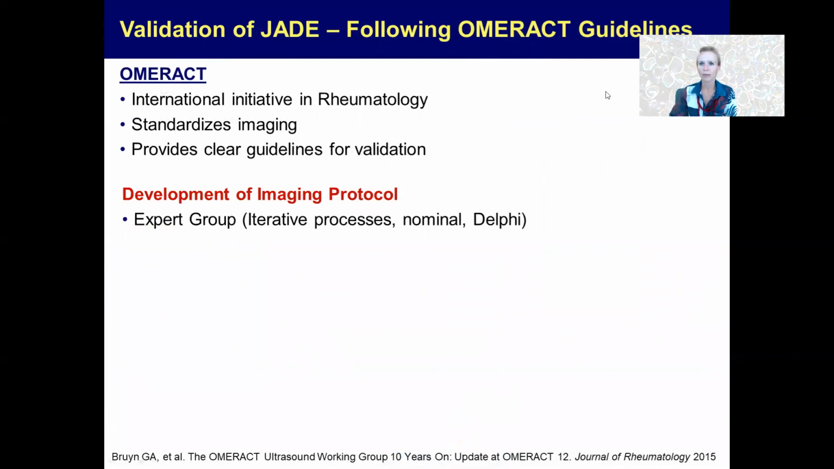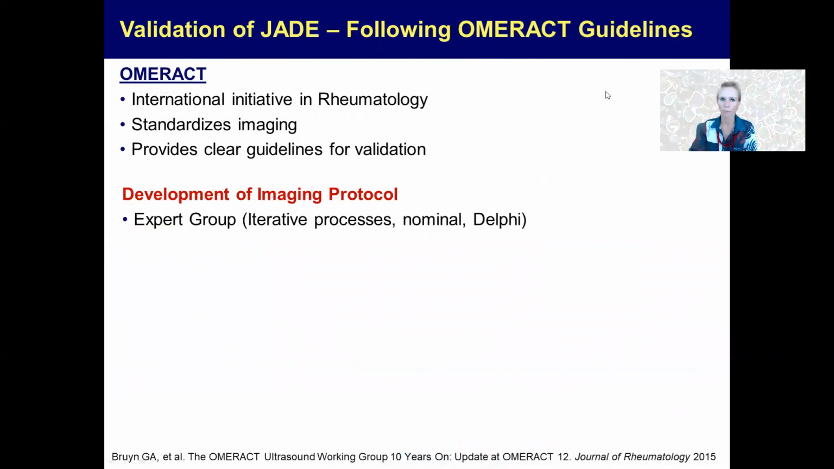And so what does validation of an ultrasound protocol mean? I think that's very important for all of us in terms of long-term follow-up, applying protocols to joint tissue health, because one wants to know if what one measures is truly what one measures and is correct. So OMERACT has developed a body of literature and guidelines pertaining to ultrasound validation. OMERACT is an international initiative in rheumatology. It standardizes imaging and it provides clear guidelines for validation.